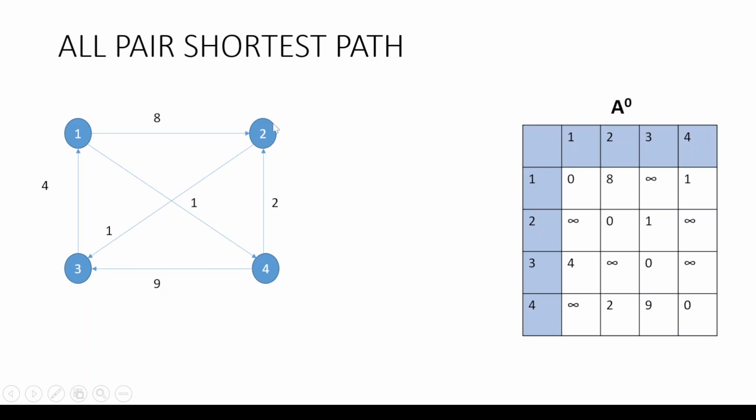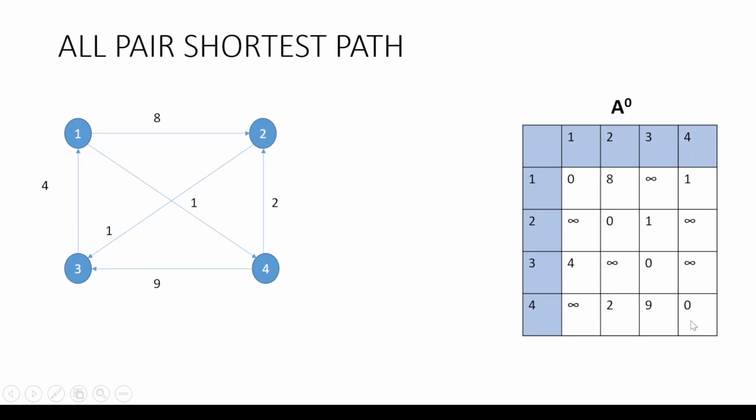Similarly from 2 to 1, there is no edge. 1 to 2 there is an edge, but 2 to 1 there is no edge, since it is a directed graph. So it is marked as infinity. 2 to 2 is 0, and 2 to 3 we have an edge with cost 1. 2 to 4 we don't have any edge, so it is marked as infinity.